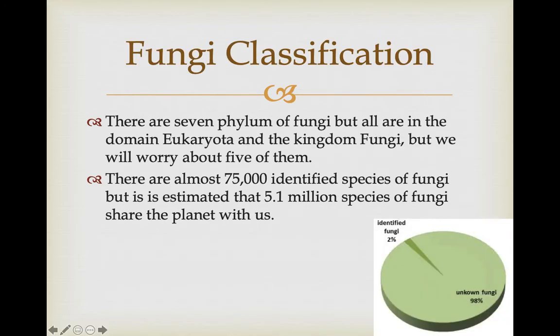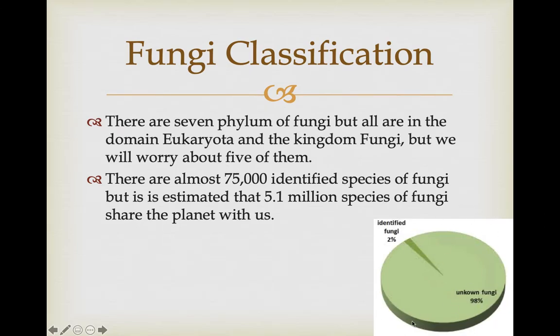Now, there are quite a few fungi on the planet that we've identified, almost 75,000 species that we know about. But it's estimated that there's almost 5 million or so different species of fungi that we don't know about yet. And the reason for that is they're really tiny, microscopic. It's hard to see things that you can't see, hard to find them if you don't know they're there.